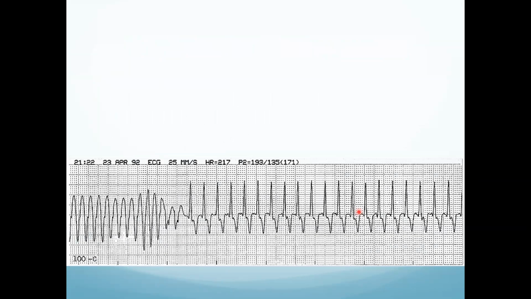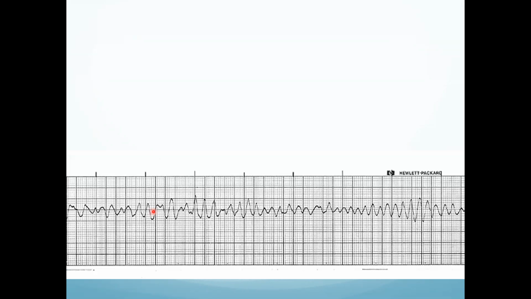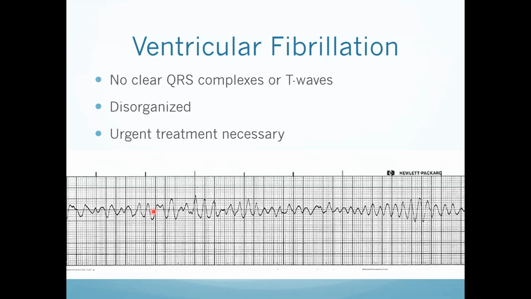As ventricular tachycardia deteriorates, it's going to get worse and worse, and we're going to run into ventricular flutter. So it's now starting to have more of a sine wave pattern. Okay, it's getting harder and harder to identify individual complexes, but there is still some organization present. So again, we're still going to be running down the gamut of all those drugs that we just talked about for ventricular tachycardia. Okay, and as it continues to deteriorate, we're going to end up with this.